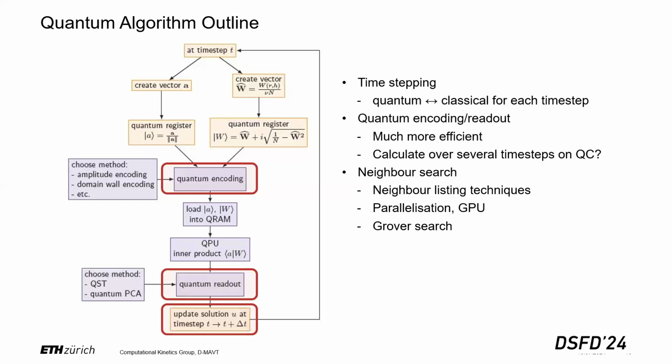There's also a neighbor search, which is required for calculating the kernel. There are existing techniques like neighbor listing, Verlet listing that are quite fast, and we can also use GPU and other parallelization strategies. So we would have to adapt that to a quantum framework. Another option is to do a quantum search algorithm like Grover search, which has been proven to be much faster than classical search algorithms.